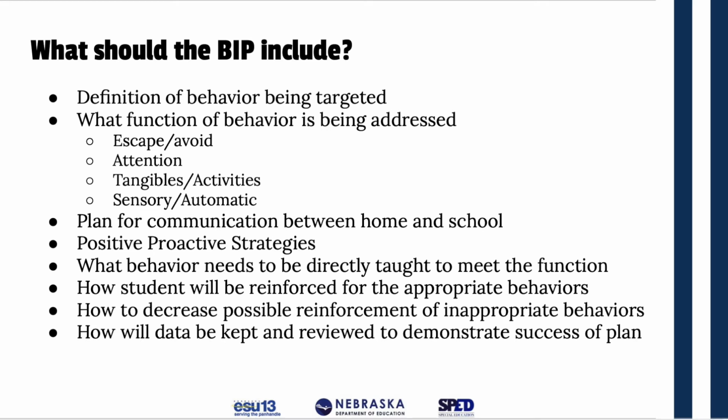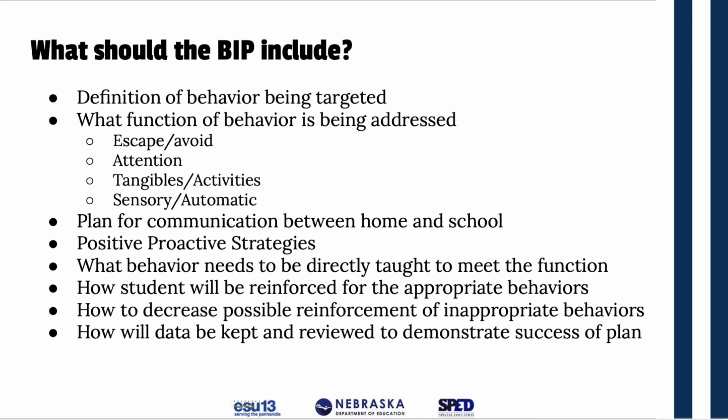We need to first make sure that there is a definition of behavior that's being targeted. It needs to be measurable and observable so that anybody walking in would know exactly what the behavior was that they were looking for. After we document the definition of the behavior, we want to know exactly what function the behavior is serving. So is the function escape, avoid, attention, access to tangibles and activities, or is it sensory automatic? We can also note if it's more than one function, if it's multifunctional, but we need to have that documented.